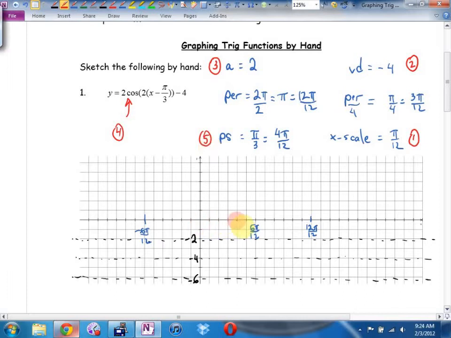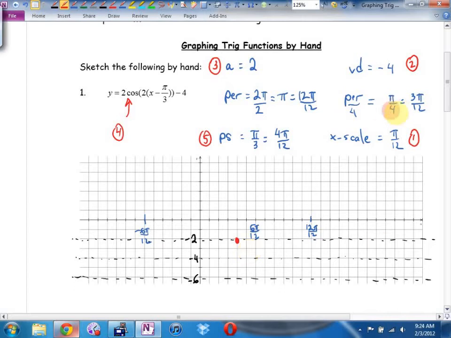Do you know when my next point is going to be? We divided the period by 4 for this very reason, because it's going to be every quarter period. Every pi by 4. No, wait a minute. I was really clever. I even found a common denominator. Every 3 squares. See it? So the next thing I do, what am I on? Is this. I go 1, 2, 3 squares, middle.